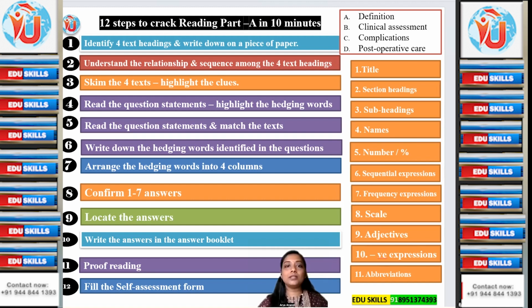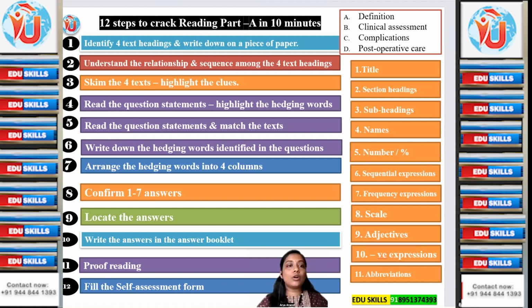So these are the 12 steps you have to follow to crack reading part A. In your exam, you can only follow some of these steps, because you can't write all the hedging words into 4 columns and do all those things. But in your practice, definitely you have to do this. If you do it like this, your competency will improve.